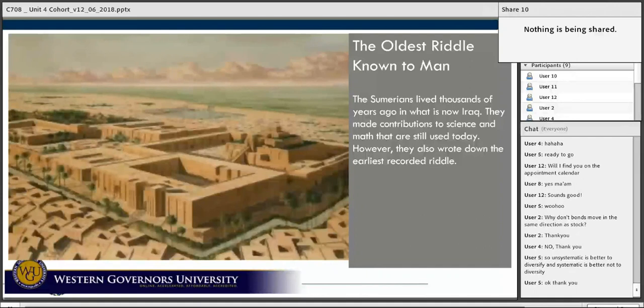So we have our friends, the Sumerians. They lived thousands of years ago in what's currently present-day Iraq. They made massive contributions to science and mathematics. We still use them today. One of the most notable being the 60-second minute and the 60-minute hour. That was composed by the Sumerians. They also wrote down the world's earliest recorded riddle, and I'm going to lay it on you now. There is a house. One enters that house blind and comes out seeing. What is the house? Take a shot at it. Be creative.